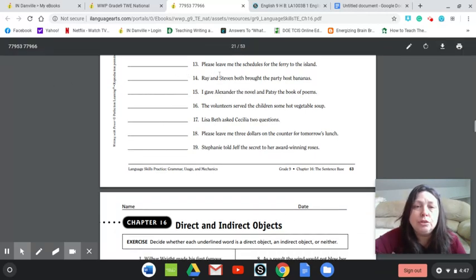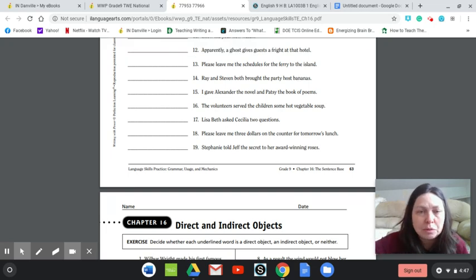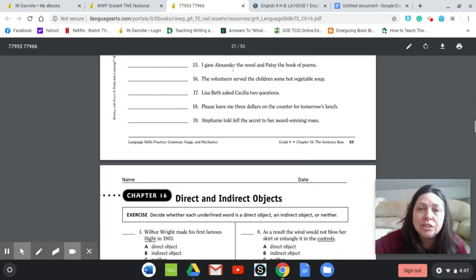Okay? Let's also do Ray and Steven both brought the party host bananas. Brought bananas to whom? The party host. So I just underlined host, but party host could be considered a compound noun. It's up to you. I gave Alexander the novel. Alexander is to whom I gave the novel. And Patsy the book of poems. Patsy is to whom I gave the book of poems. So both Alexander and Patsy are the indirect objects.